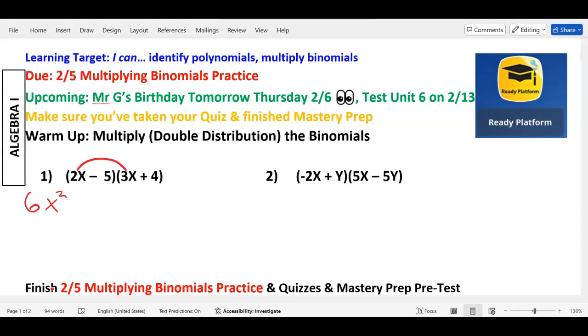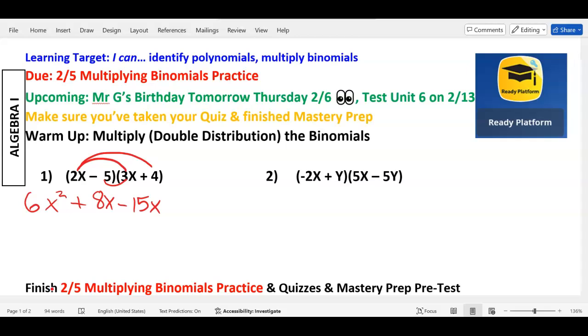Okay, now I'm going to take that same first term times the second term. 2x times positive 4. 2 times 4 is 8. And remember, there was an x, so you have to write x. All right, now the second term. Negative 5. I know this just looks like a 5, but this minus goes with the 5. It's a negative 5 times 3x. Negative 5 times 3, negative 15. And since there was one x, I got to put an x.